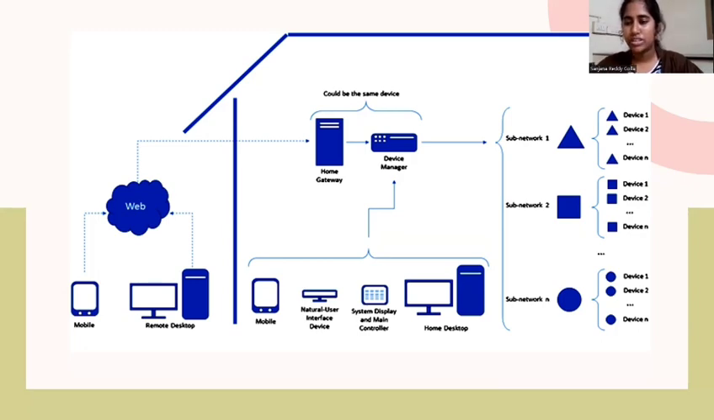And then the sub networks include all the devices. There can be some n number of devices and all. So this is an overall view of the software, a smart home system.